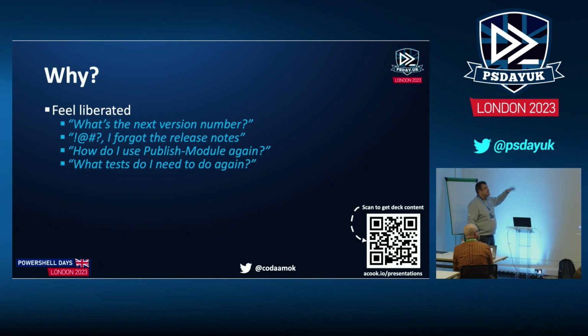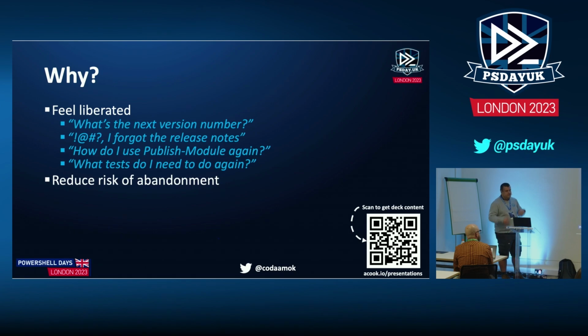Because some of these tasks, you do once in a blue moon. You're not going to remember them all. And worse yet, what tests do I need to do again? You'll probably end up with something like an Excel sheet with a test list, or a checklist of things to do. But just imagine, you've got a feature request, just focus on that feature, and have faith that you have a pipeline to back you up and remove that manual labor. And then reduce risk of abandonment.